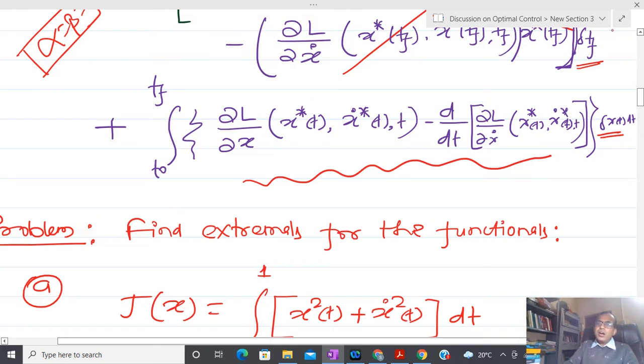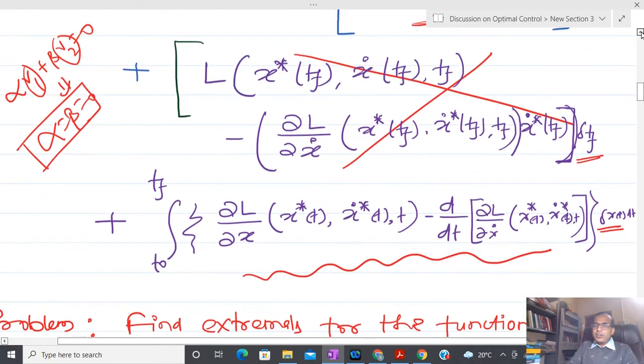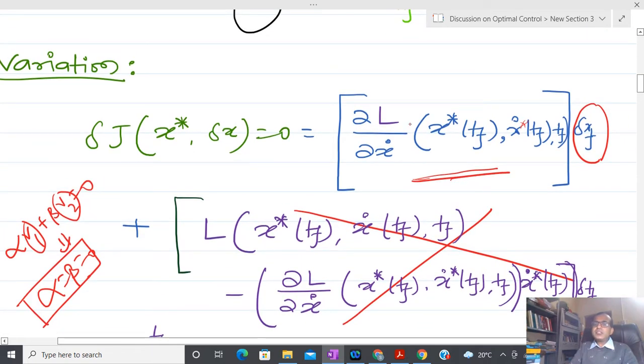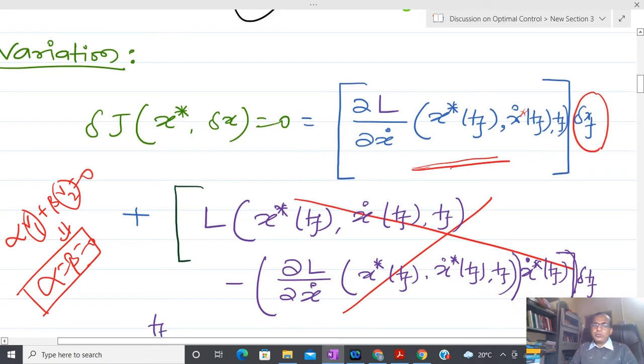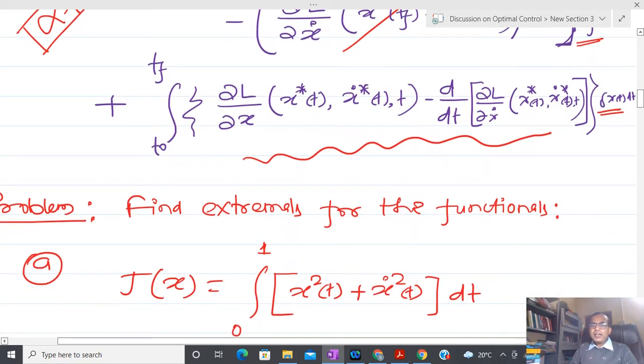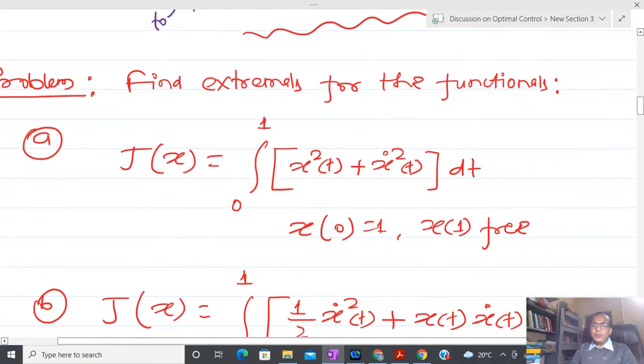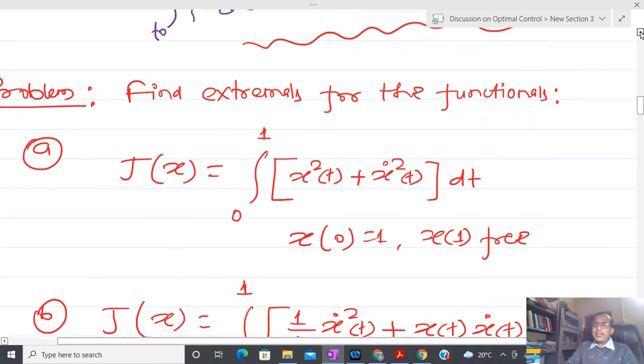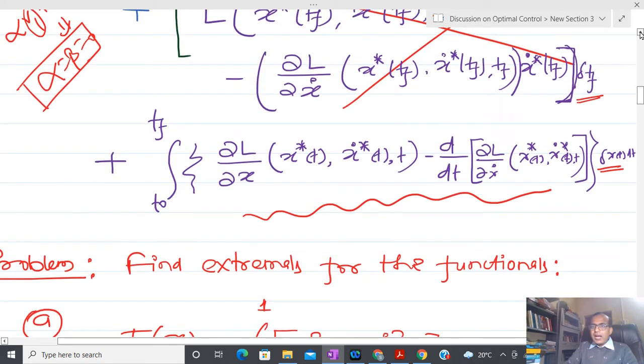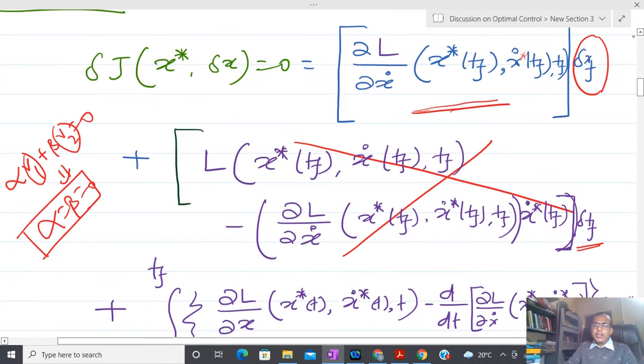Now if you allow some extra condition, a natural boundary condition comes into the picture. At that time delta xf is non-zero, so you have to equate that coefficient to 0. Based on this idea, in today's lecture I am going to solve the problem. Possibly in the next lecture, from here you can easily guess.